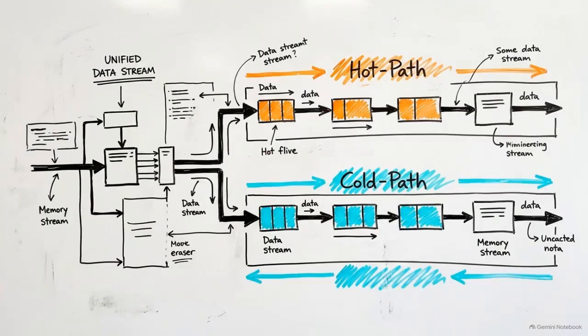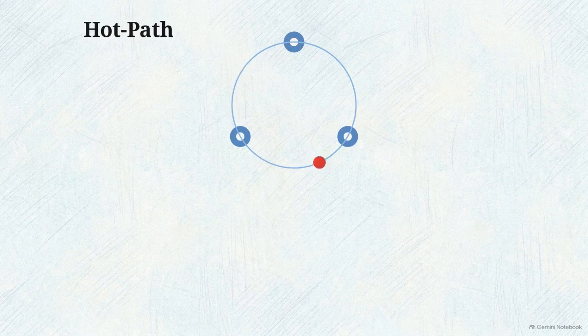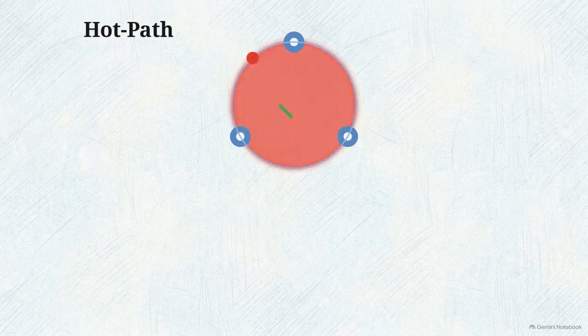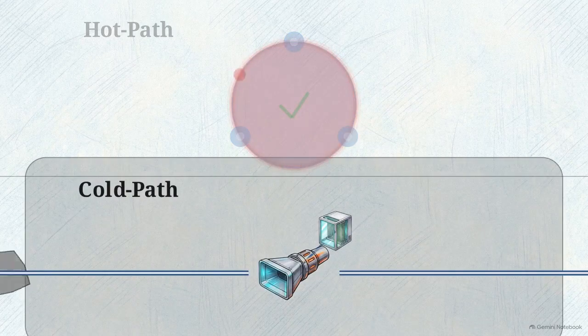LangMem corrects this by splitting the memory architecture. It formally decouples agent memory operations into two distinct complementary operational planes. The first plane is the hot path. This is a highly constrained, synchronous loop that runs actively while the user is waiting for a response. It handles targeted, real-time memory reads and writes, moving fast enough to maintain conversational latency.